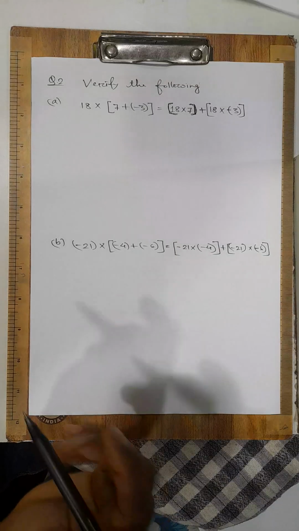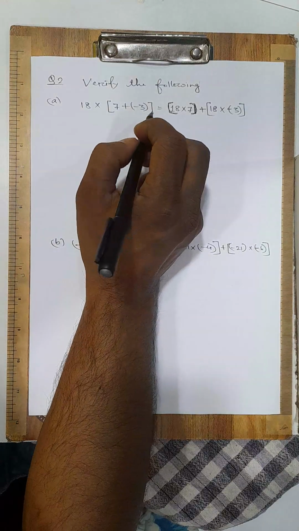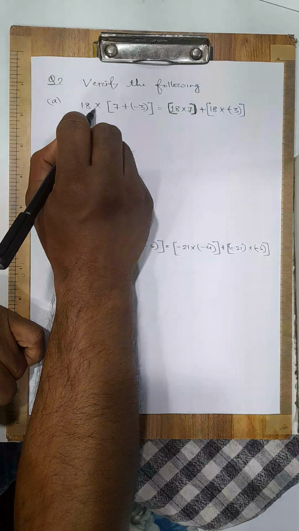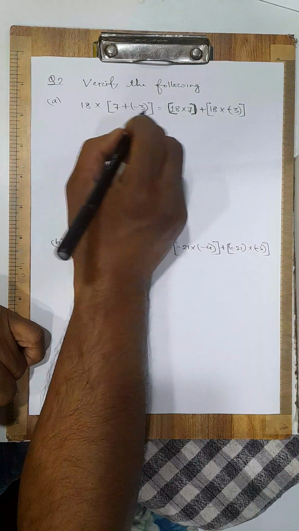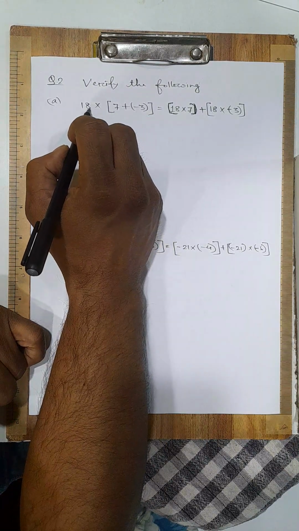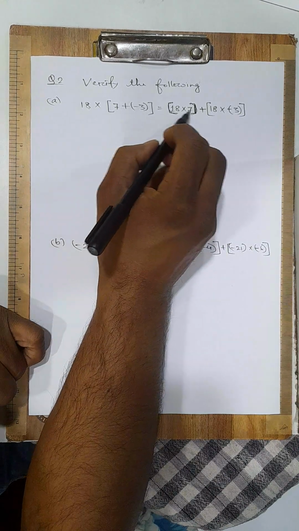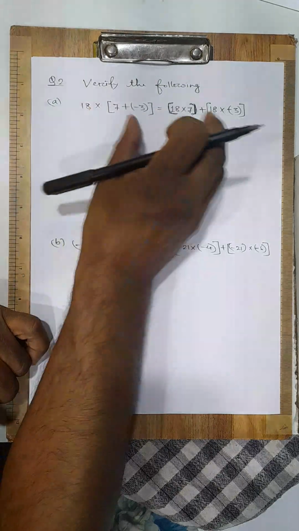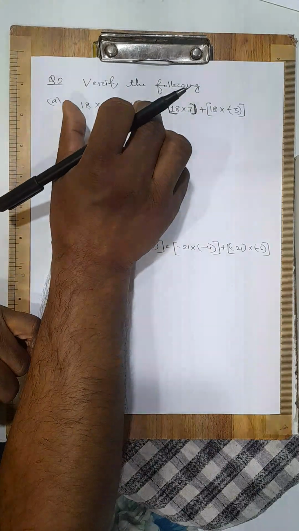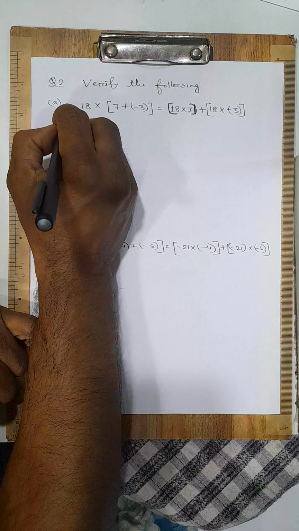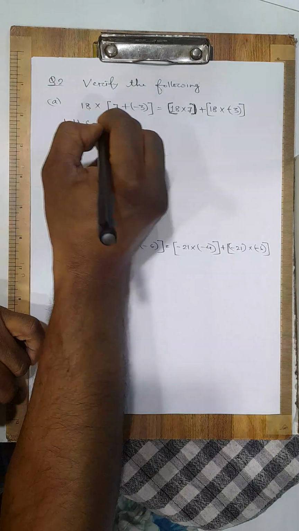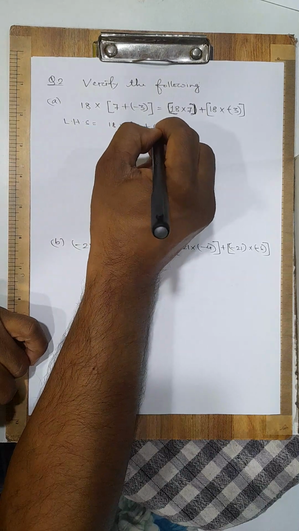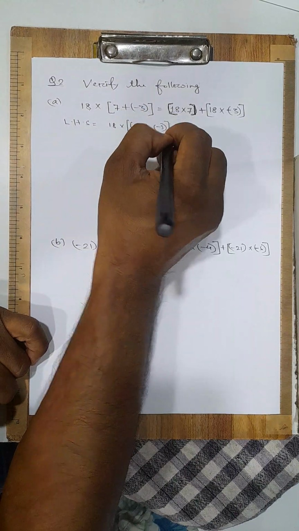Let's come to question number 2. Verify the following. You see, here we are using the distributive property: a into (b plus c) equals a into b plus a into c. So we have to prove that the left hand side and right hand side are the same. So we'll have to find the value of the left hand side. So what is the left hand side here? The left hand side is 18 multiplied by (7 plus minus 3). This is the left hand side.